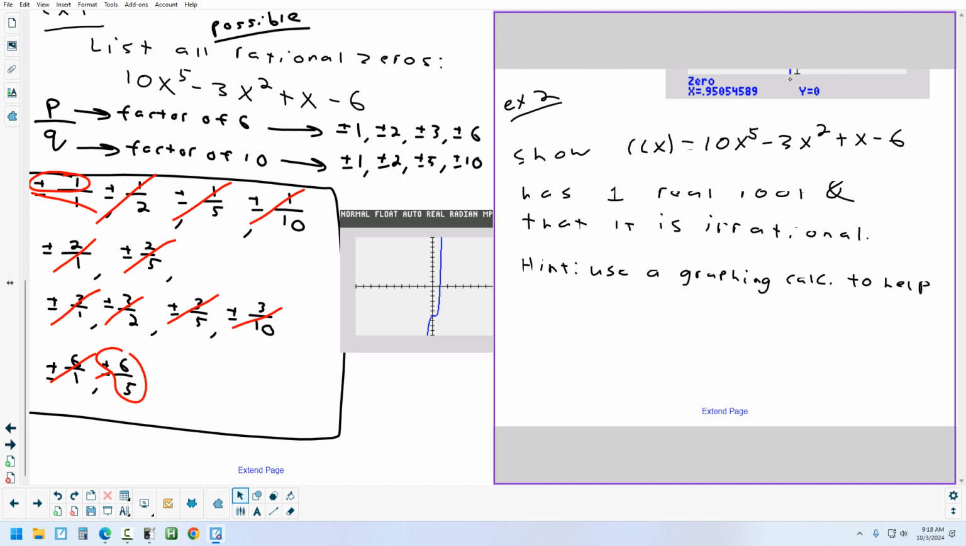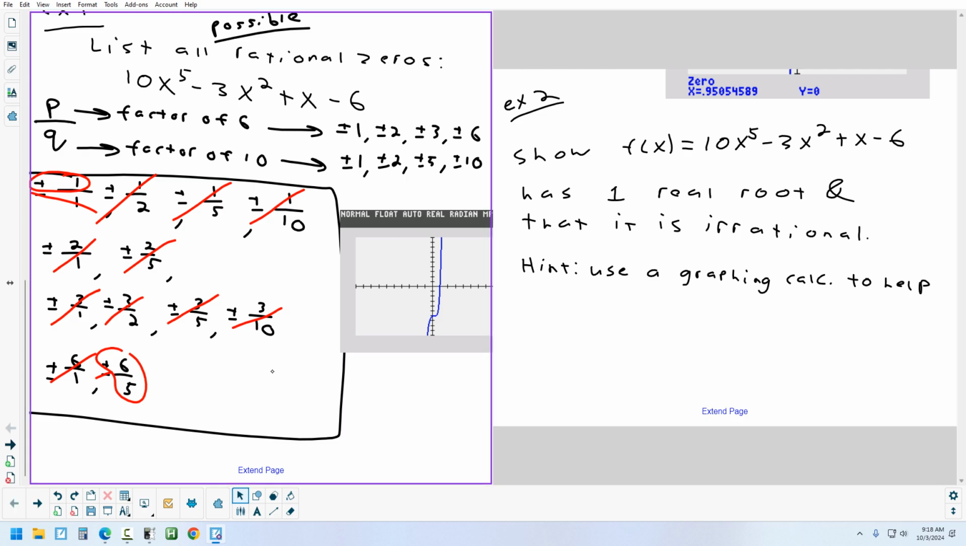Yeah? It's not on the list. If it was rational, it has to be in this list. And 0.9505 is definitely not a number in that list. So if it's not in the list of rational options, then the only other choice is it has to be irrational. Yep.